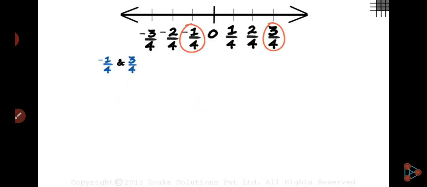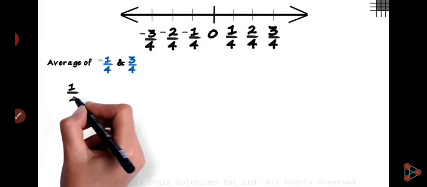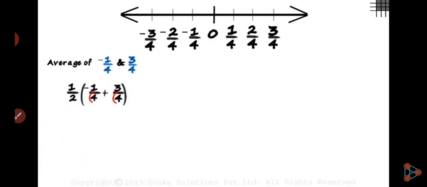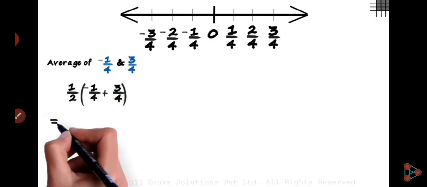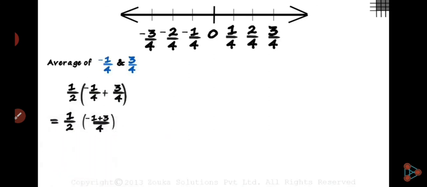Before we try to find the number of rational numbers between them, let us try finding the average of these two numbers. To find the average, we add the two numbers and multiply them by half. So we can write the average as half multiplied by minus 1 by 4 plus 3 by 4. Since the denominators are the same in the bracket, we add the numerators over the denominator. It will equal half multiplied by minus 1 plus 3 divided by 4. That gives us half multiplied by 2 by 4. 2 cancels out from the numerator and the denominator and we get 1 by 4.